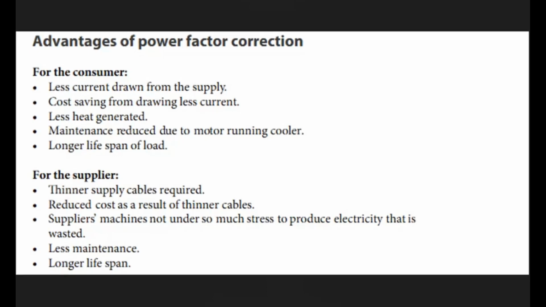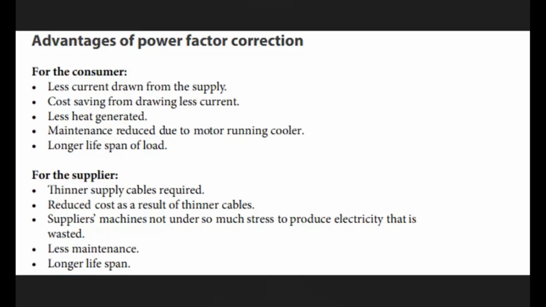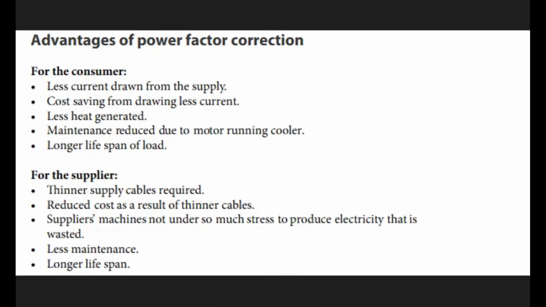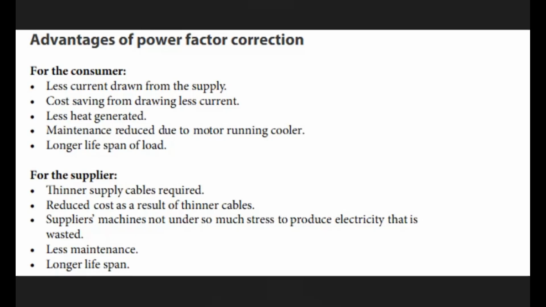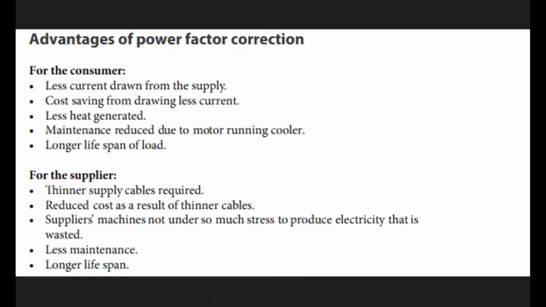The supplier's machines, they are not under so much stress to produce electricity that is wasted. So the machines that are generating the power, if power factor correction is done correctly, these machines will not be working too hard to produce the electricity. So there's less electricity being wasted. This means it's more efficient and less maintenance. And there is therefore a longer lifespan because the machine is not working as hard.